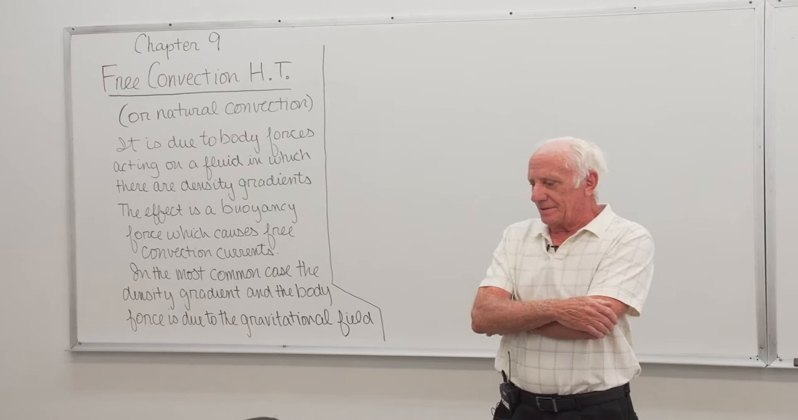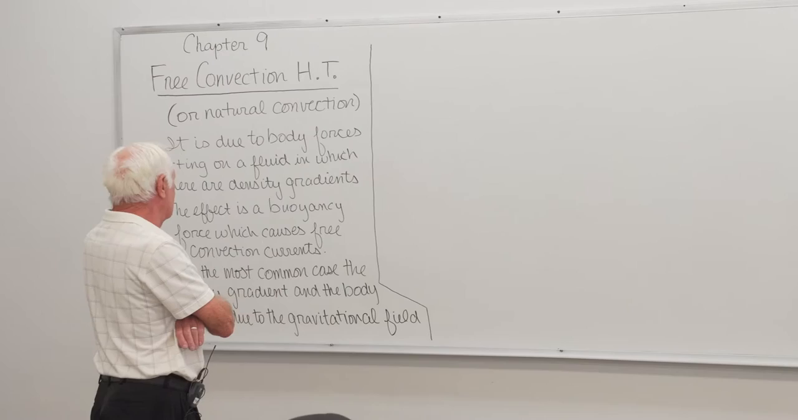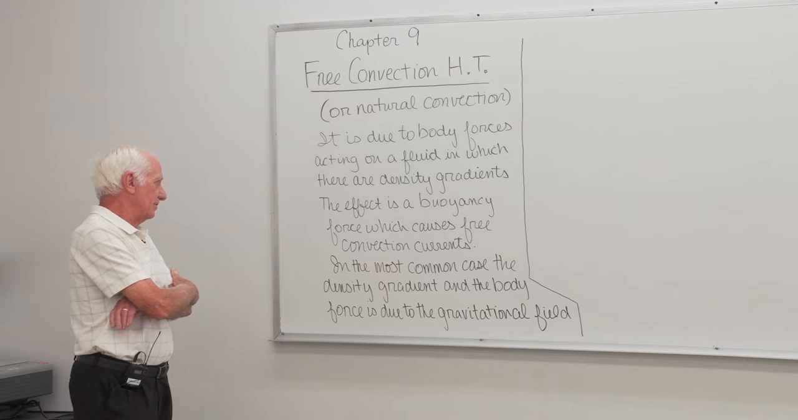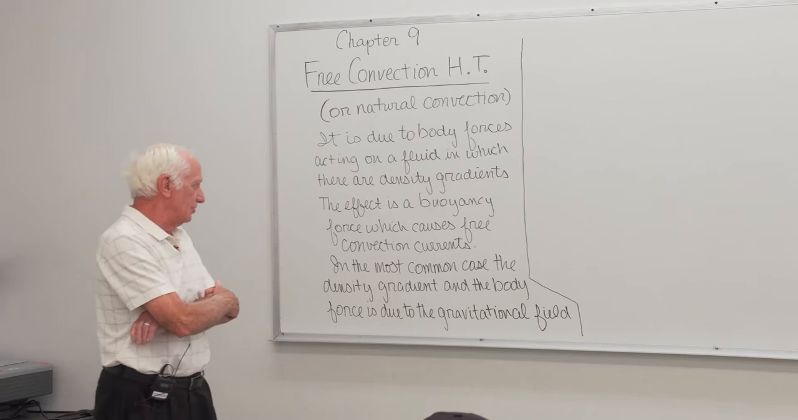I'll read the first part. It's due to body forces acting on a fluid in which there are density gradients. Okay, so density gradients and body forces. The effect of that is a buoyancy force, which causes free convection currents. The most common case is the density gradient and the body forces due to a gravitational field.